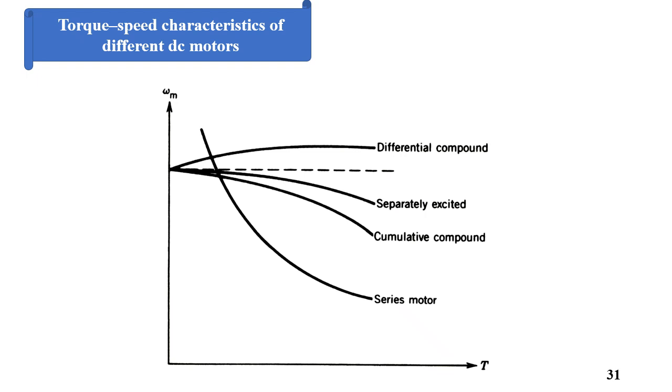This is the characteristics between the speed and the torque. For differential compound, the flux decreases, I'm sorry, then the speed increases, and for the separately excited, it is lower, as the flux here is more, then the speed is lower. For the cumulative compound, the flux is more, then the speed is lower, and for the series, the torque-speed characteristics is inversely proportional. At no load, we have very high speed, and at full load, we have very low speed, where the speed drops dramatically.